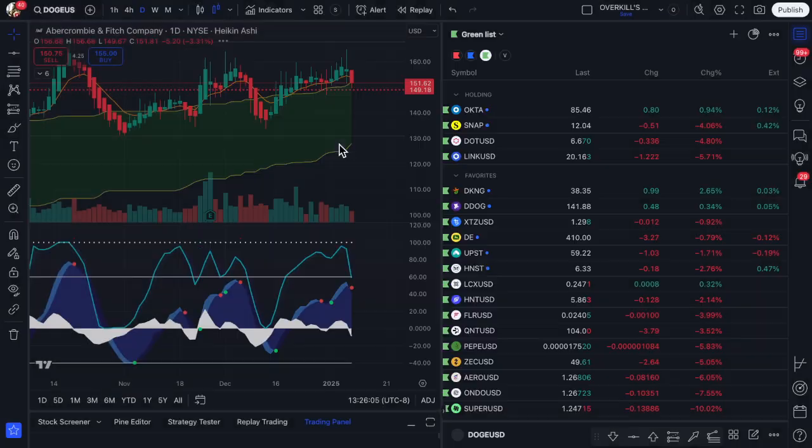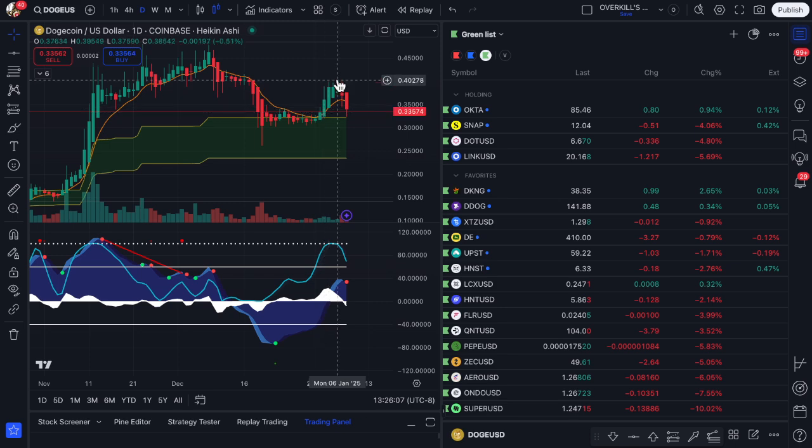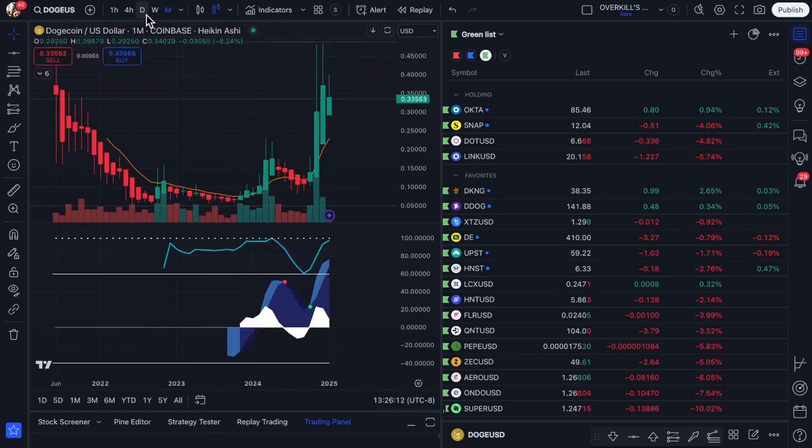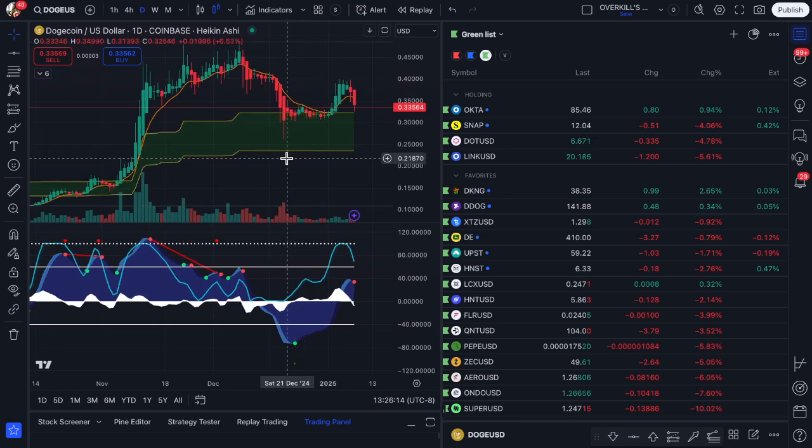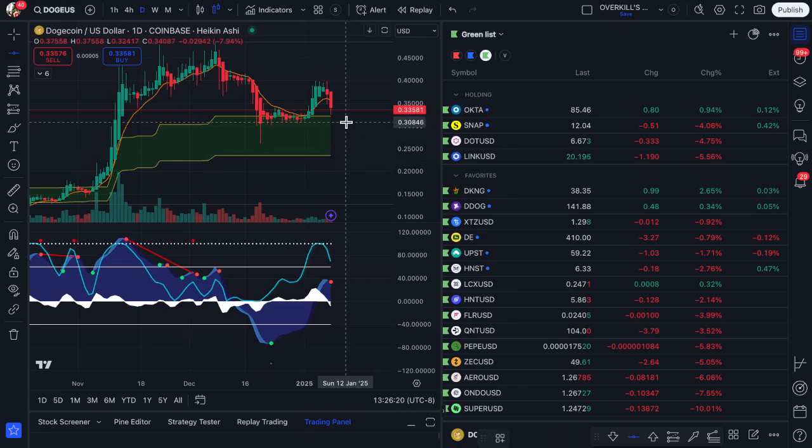Dogecoin. Dogecoin had a nice little move, and now we're right back on top of the golden zone there. The monthly is still pointing up. And we had this big sell-off here into 25 cents and then a pump. And now red dot today.